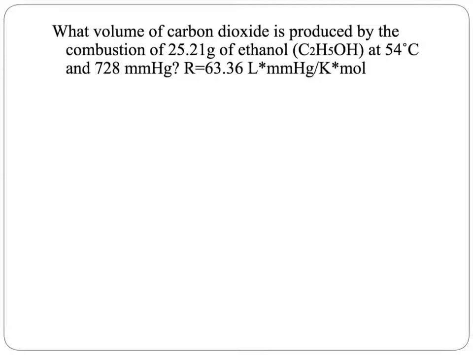So we want to start off by writing a balanced equation because we've been given ethanol, but we're asked to find out about carbon dioxide. So we're going to have to look at mole ratios in order to complete this problem. We're going to take our ethanol and react that with oxygen because, of course, combustion asks you to react things with oxygen, and you get as a result carbon dioxide and water.